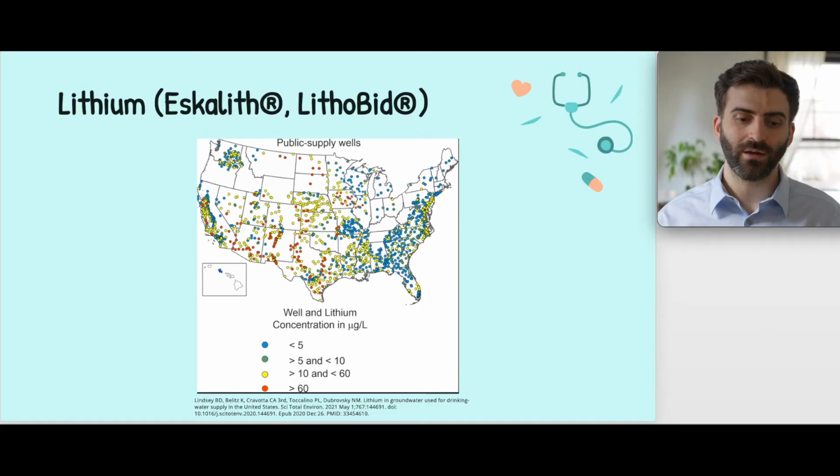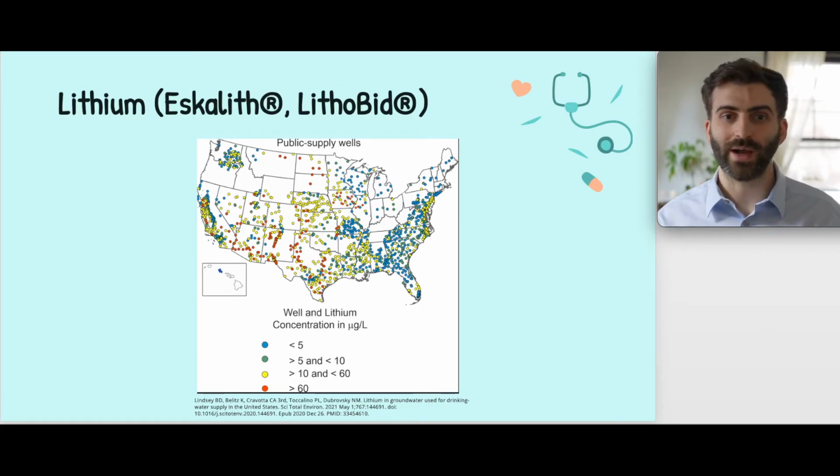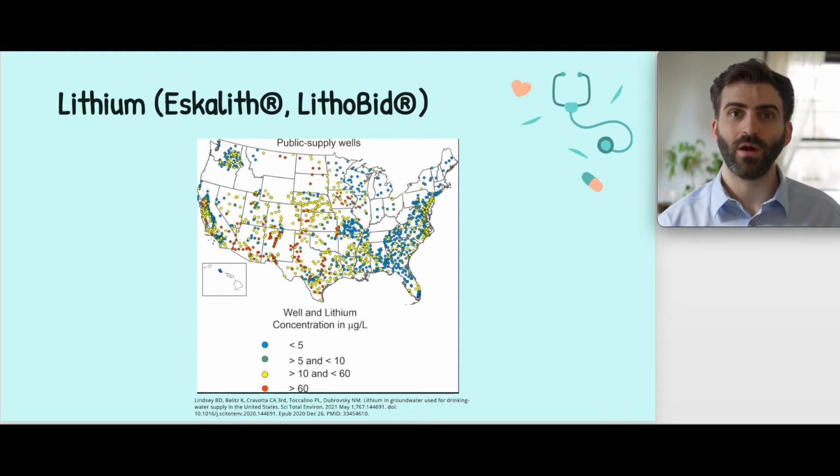And accounting for changes in socioeconomic status and so on, the counties with the most lithium in the drinking water had less violent crimes, homicides, suicides, rapes, and so on. So a little bit of lithium in the drinking water may be helpful for some patients or some people.